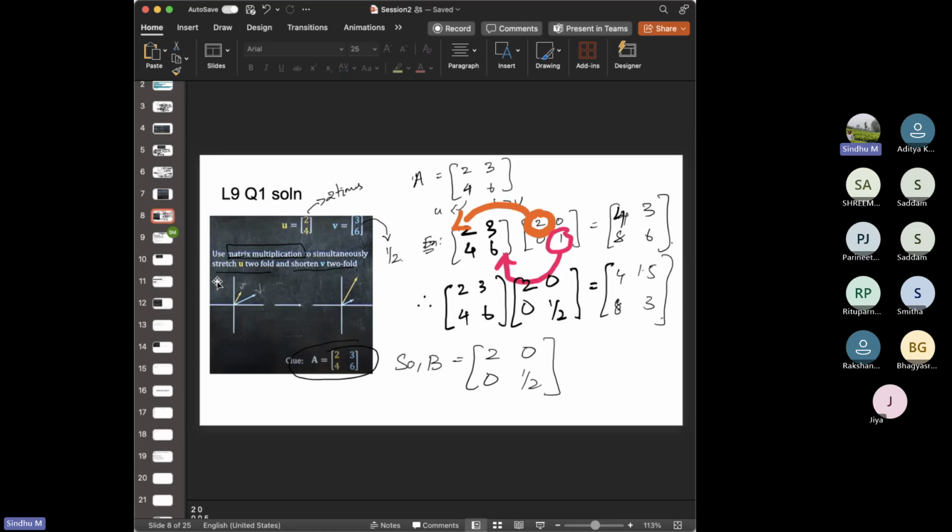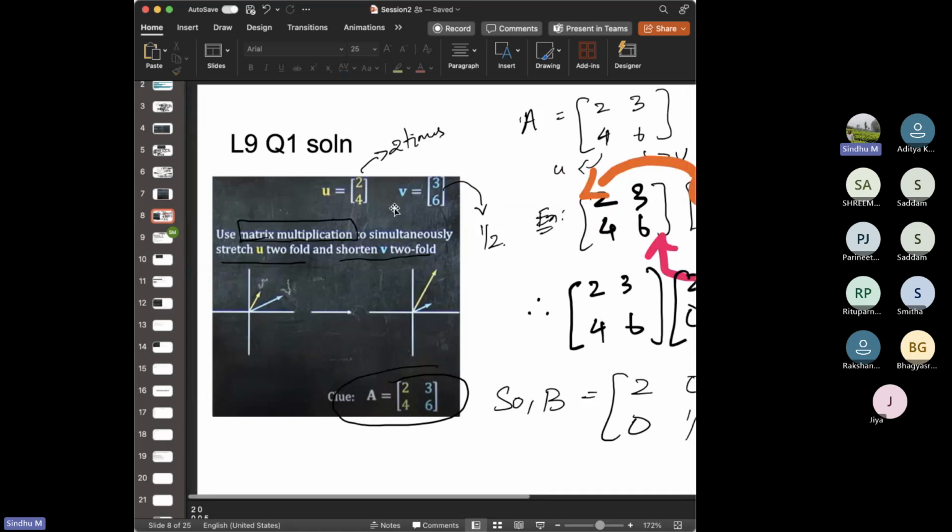So here in the question, they have given us two vectors, and the first vector we have to stretch it, the second vector we have to shorten it, and they have asked us to do it using matrix multiplication.